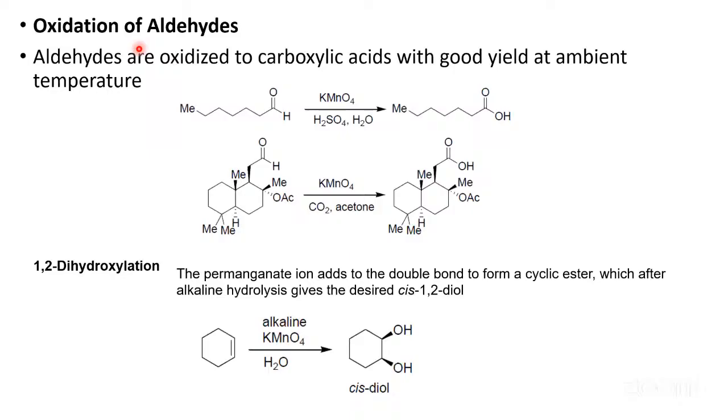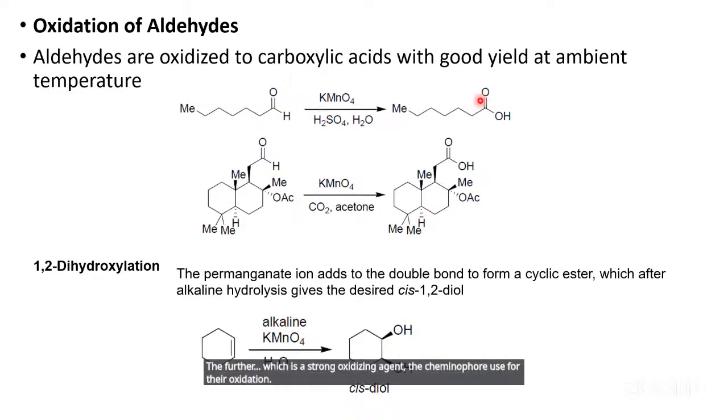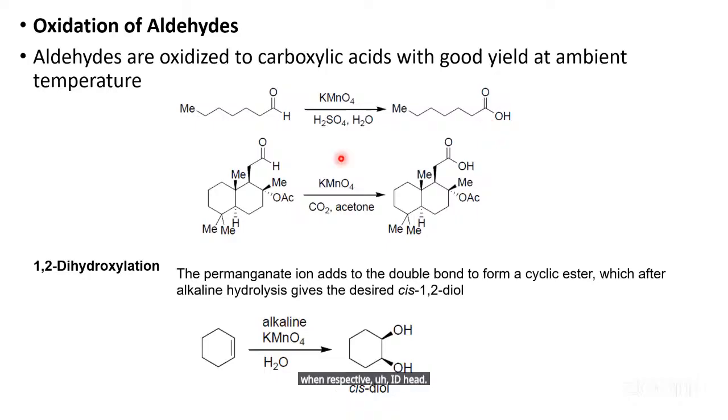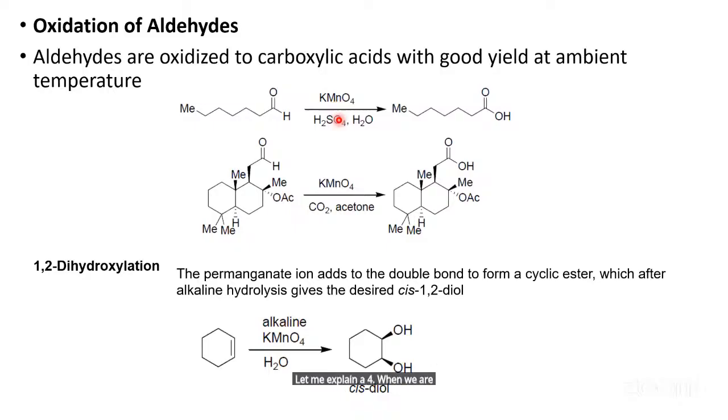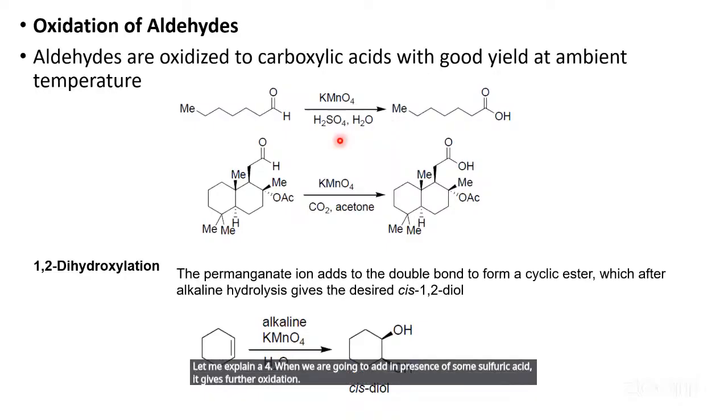These oxidations do not stop at the aldehyde or ketone level. As it is a strong oxidizing agent, permanganate gives further oxidation of the aldehyde. Here is a very nice reaction which gives formation of an acid from an aldehyde in the presence of sulfuric acid. That means when we add permanganate in the presence of some sulfuric acid, it gives further oxidation. We call this an excess amount of permanganate.